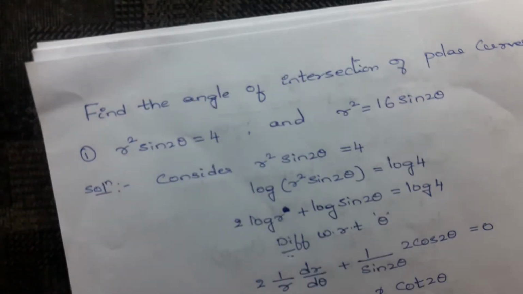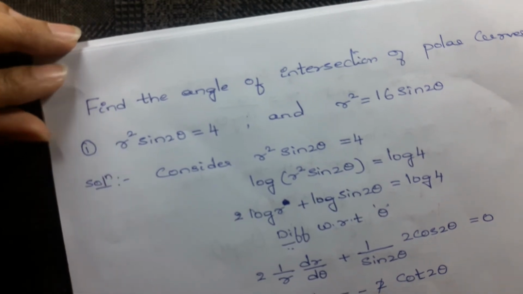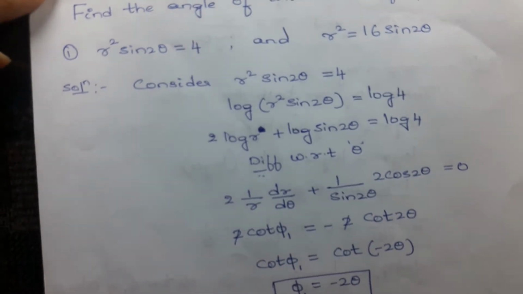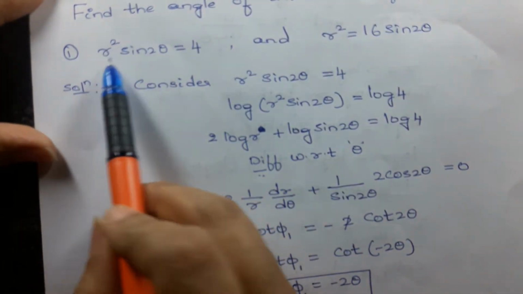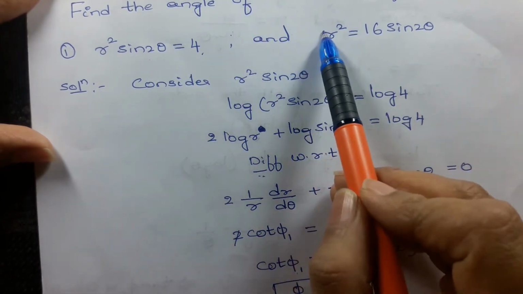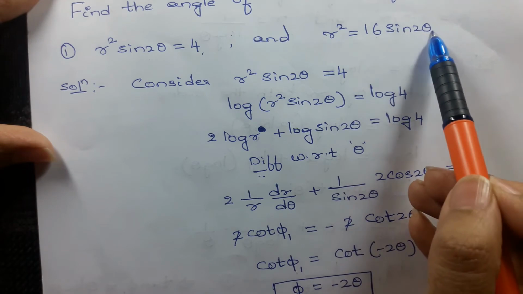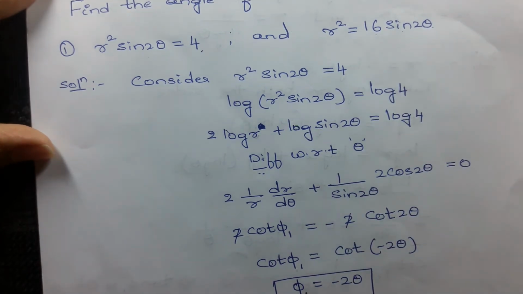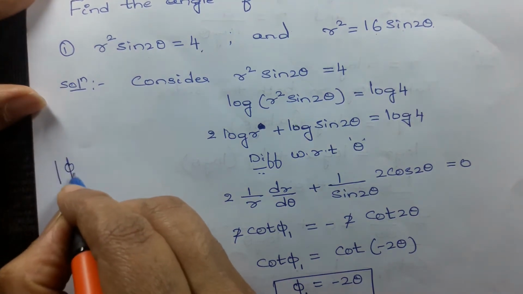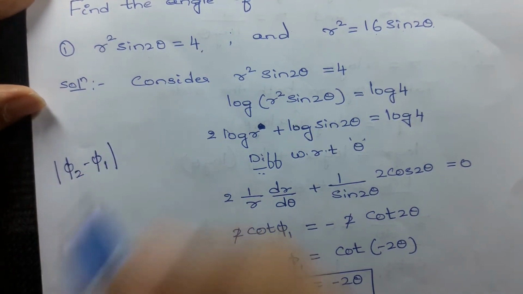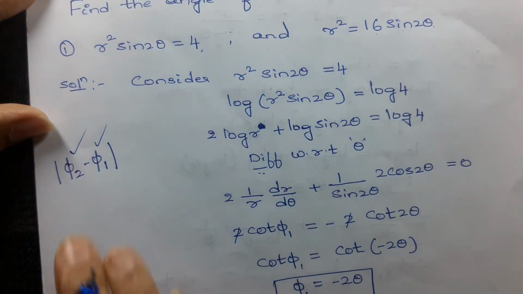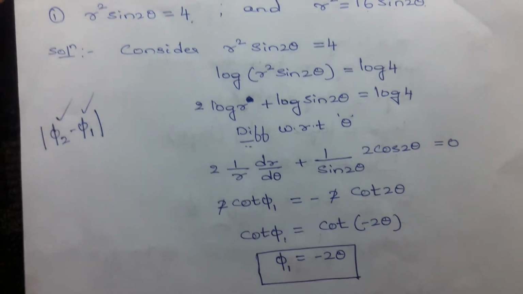Okay, now look at this problem. Find the angle of intersection of the polar curves. We have two polar curves: r square sin 2 theta is equal to 4 and r square is equal to 16 sin 2 theta. Now how to work this out? We know already the angle of intersection of two polar curves is the modulus of phi 2 minus phi 1. That means I have to check whether I can find out phi 2 and phi 1 explicitly. If it is possible, then use this formula and calculate the angle of intersection.